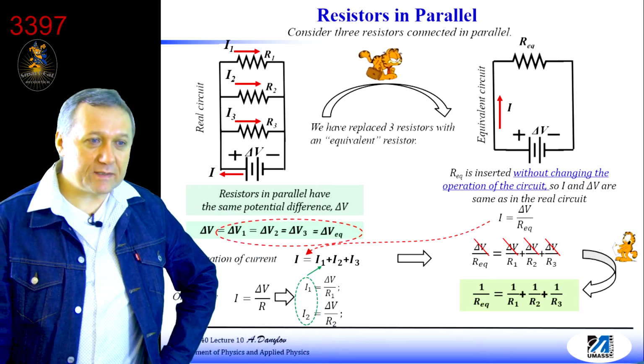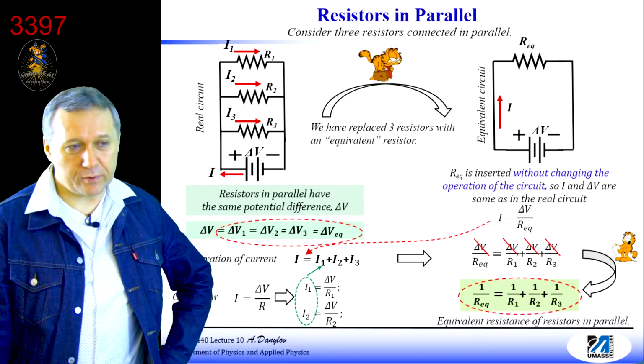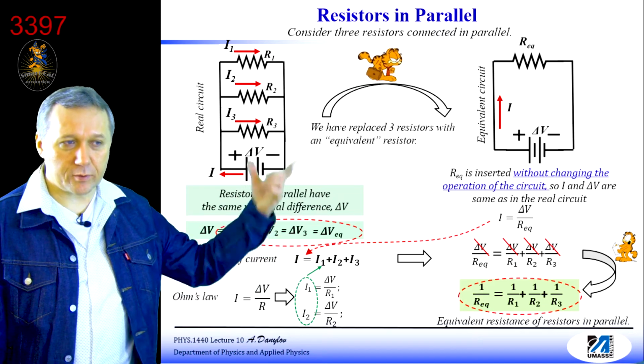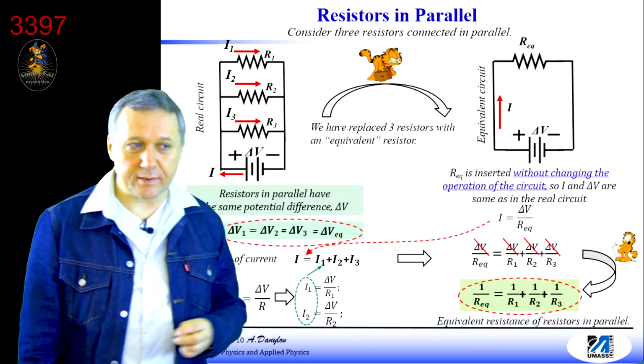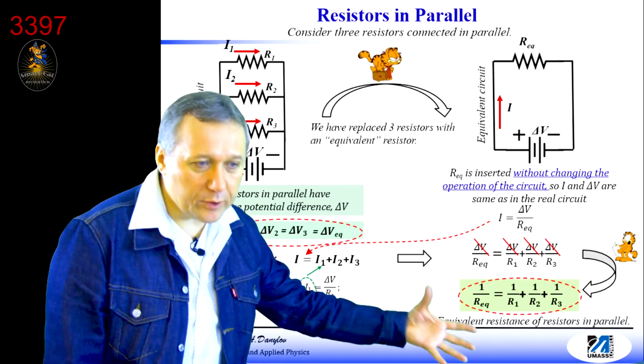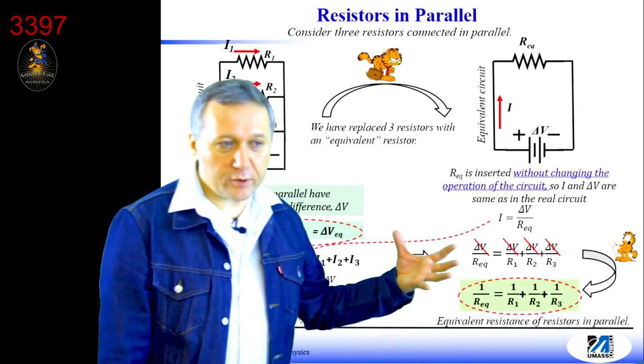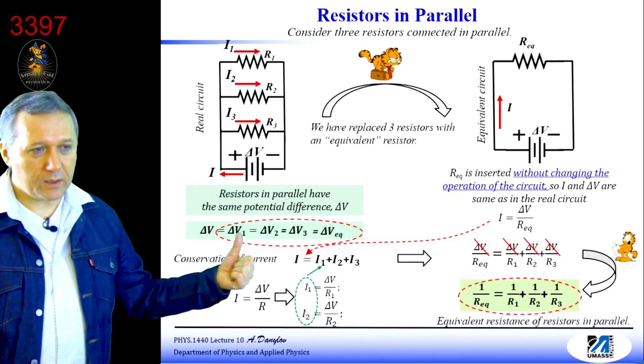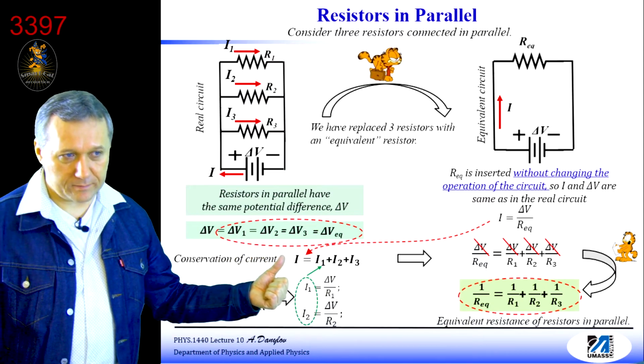So from this slide, we need to remember, of course, this important piece of physics about the potential differences across an equivalent resistor and the resistors connected in parallel. And we need to remember this formula. Again, based on my experience, students have no trouble applying these formulas, but have lots of trouble applying these.